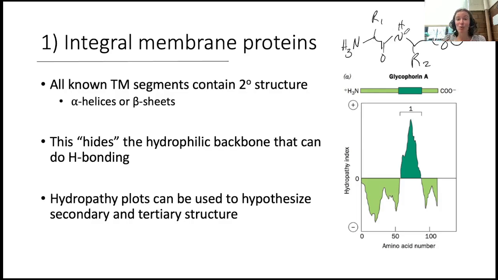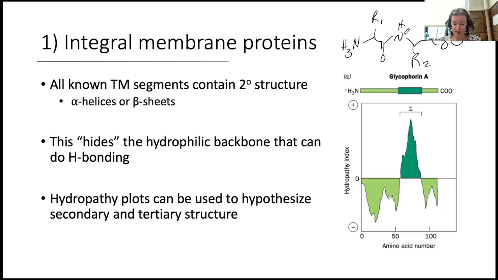But if you think back to when we first learned about secondary structure, you'll recall that alpha helices and beta sheets use these polar regions of the backbone to perform hydrogen bonding, which strengthens and stabilizes their structure. So when these polar regions of the backbone do hydrogen bonding with each other, it makes those polar regions kind of hidden from the non-polar lipids of a lipid bilayer.